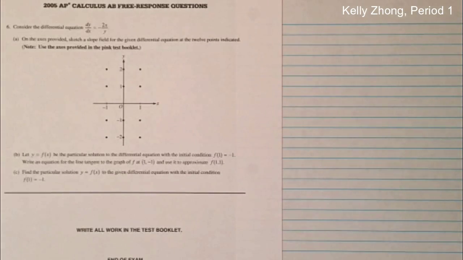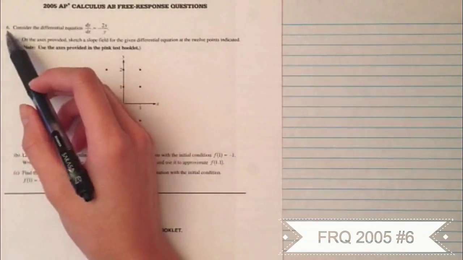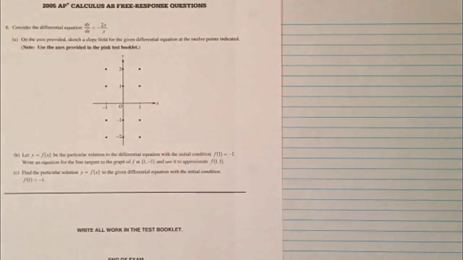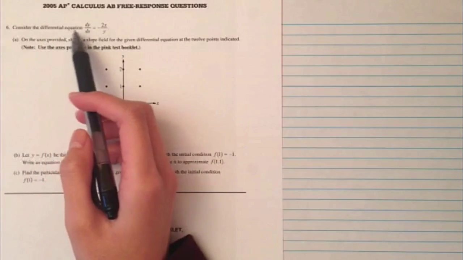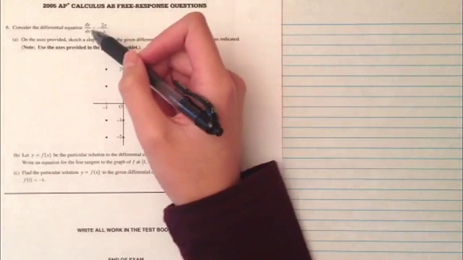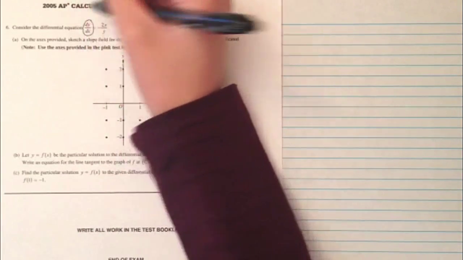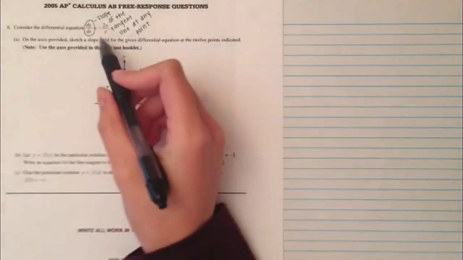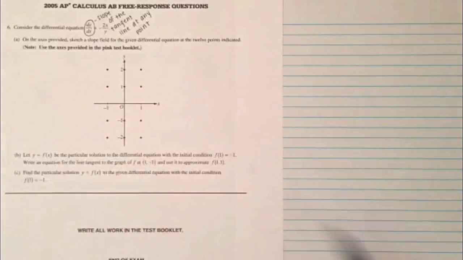Hi, I'm Kelly, and today I'm going to show you how to do question 6 for FRQ 2005. This question is about differential equations and slope fields. It says, consider the differential equation dy over dx equals negative 2x over y. So dy over dx is the slope of the tangent line at any point, so I'm going to write that. You can use this to do all these problems.